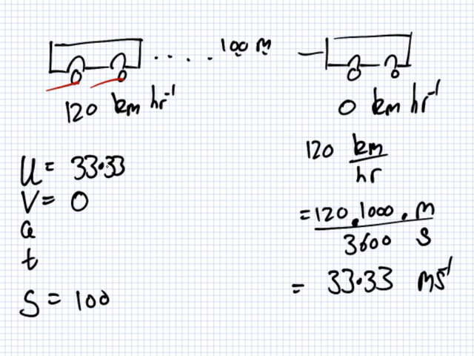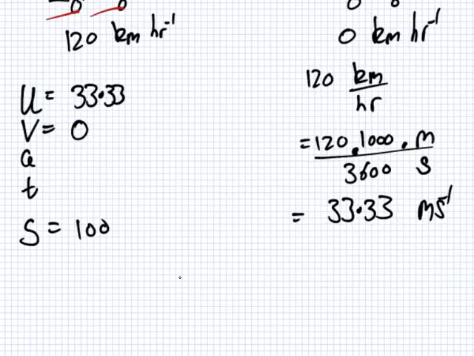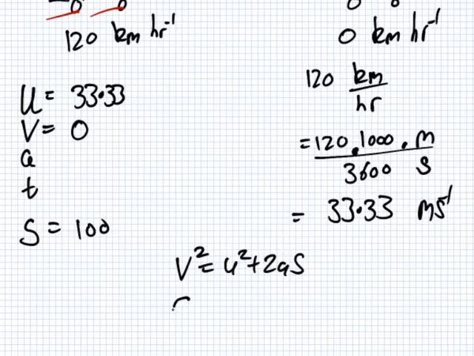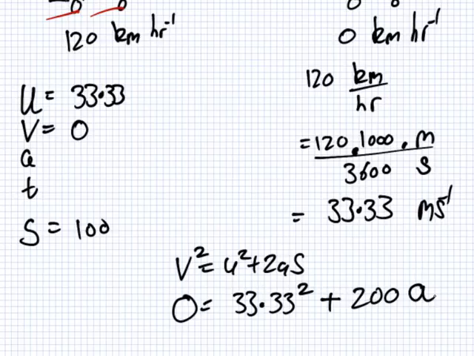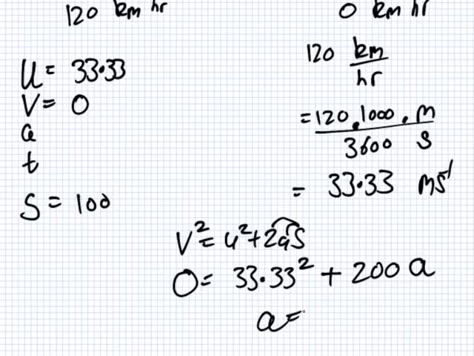So if I want the A, which formula could I use? V squared minus U squared. Yeah, I could say V squared equals U squared plus 2AS. 0 equals 33.33 squared plus 200A, because it's 2 times S times A. So this works out to be minus 5.56 meters per second squared. Now why is it minus? Because it's decelerating. Decelerating, yeah.